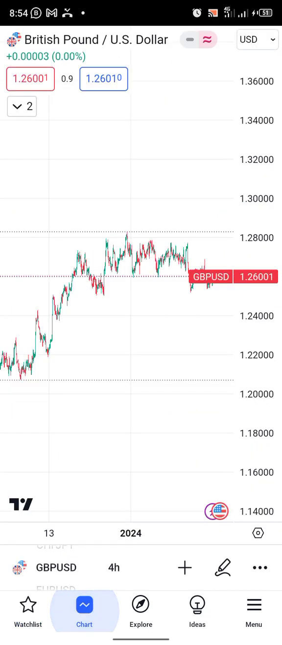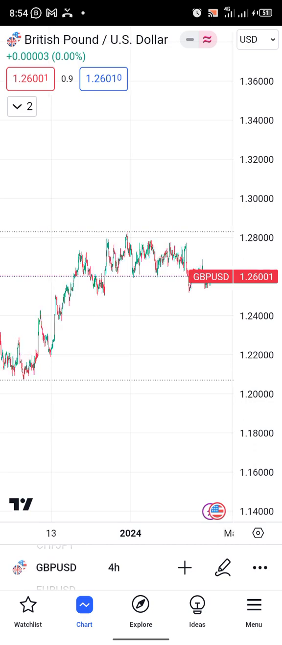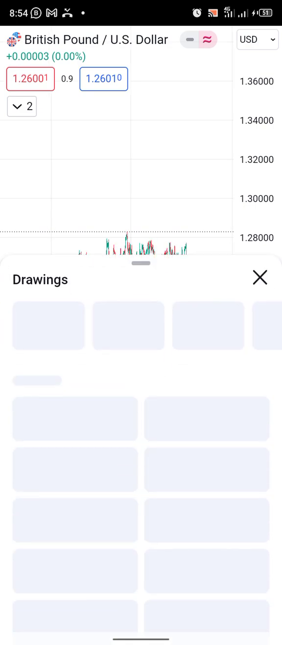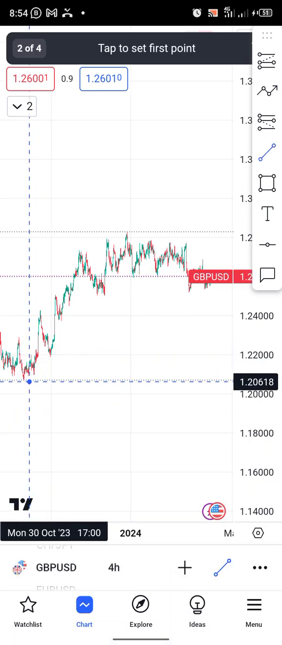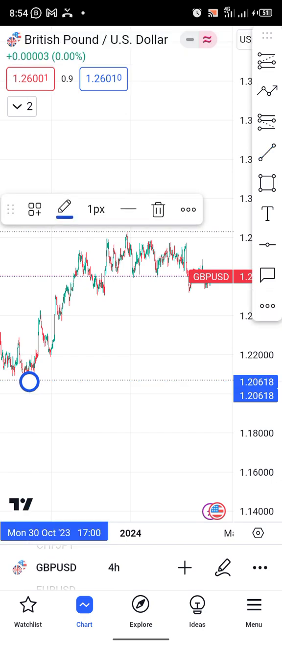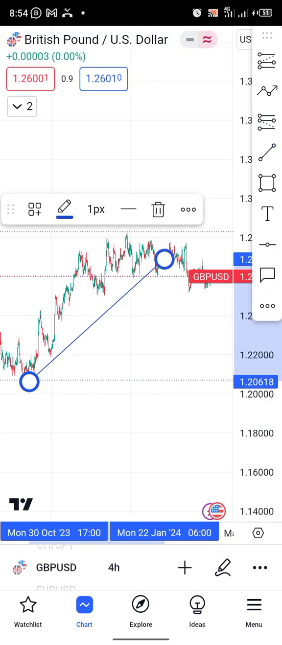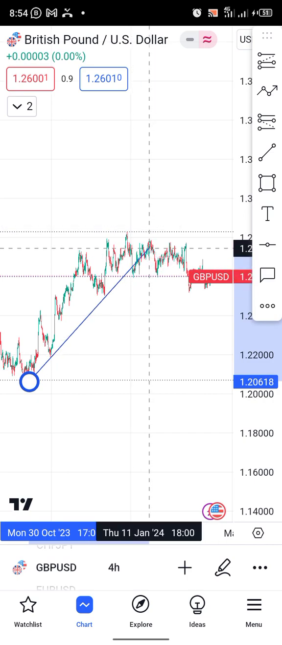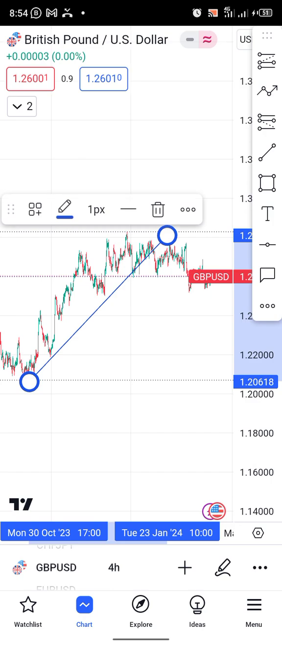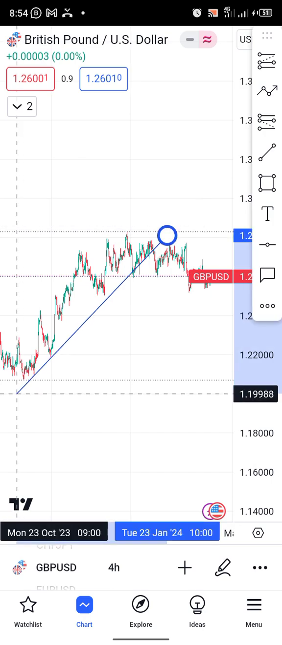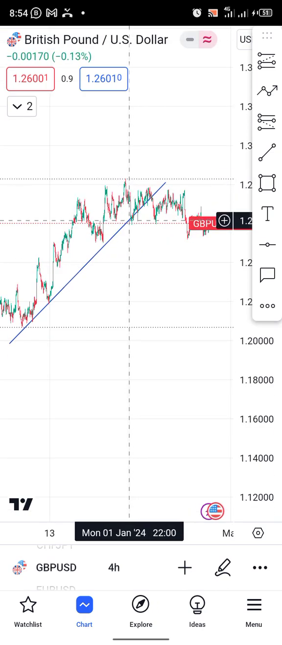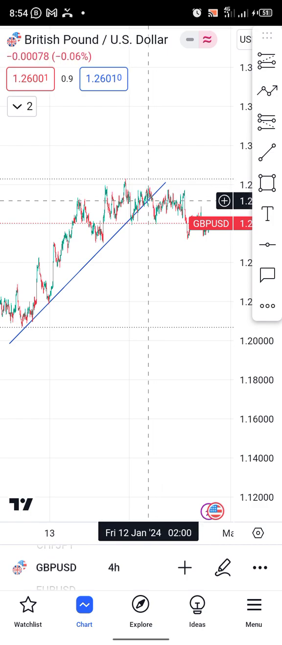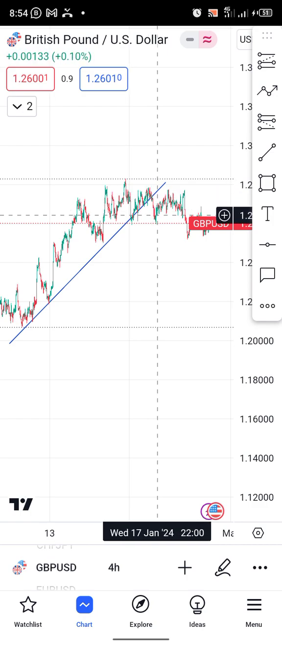I'll be using GBPUSD today. Now, this is what we're talking about. Look at this, a very nice trend line right here. When you see something like this, at this point you wanted to place your buy. At this point, you wanted to buy. And then here you entered, and boom, the market broke out. That's what happened right here.